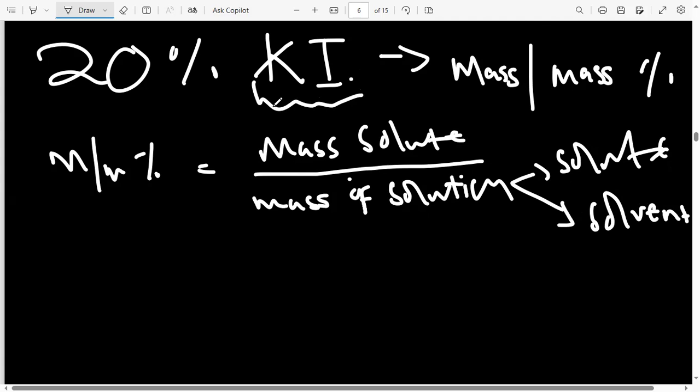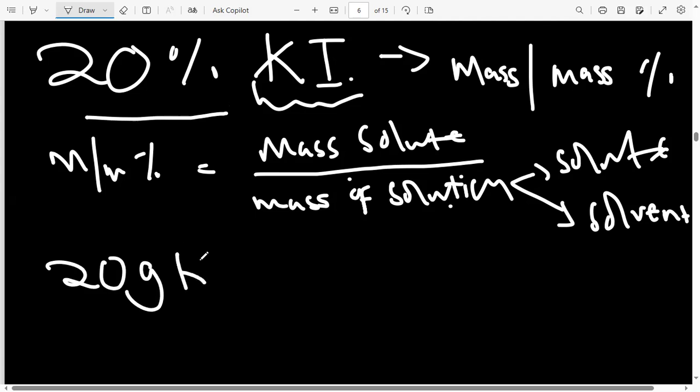That's the solute. So it means this 20% here was found after they divided the mass of the solute by the mass of the solution. And this mass of the solution is just the mass of the solute plus the mass of the solvent. So what this 20% potassium iodide actually means is that we have 20 grams of potassium iodide dissolved in 100 grams of the solution.